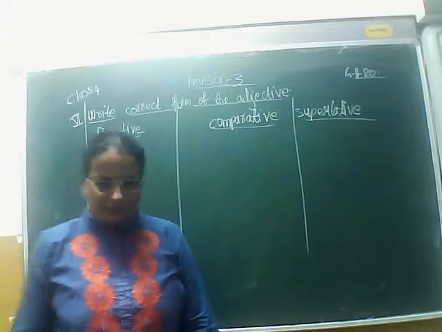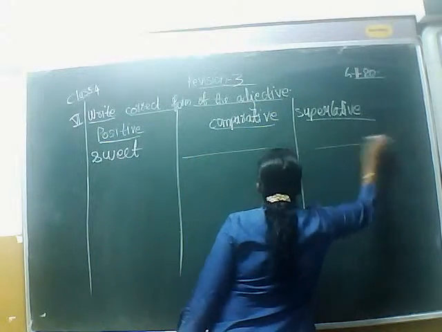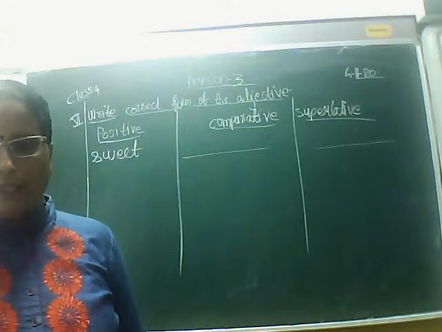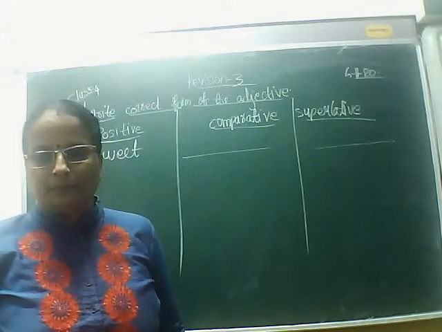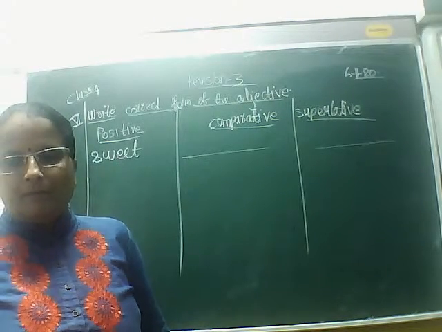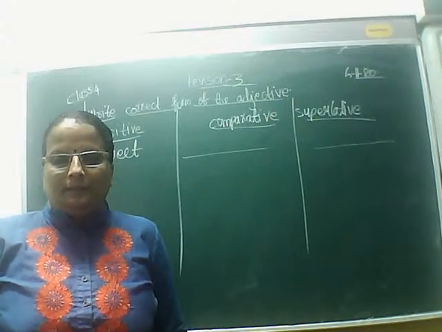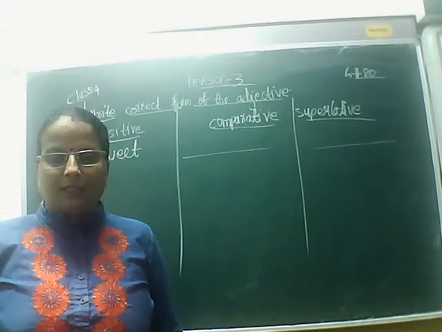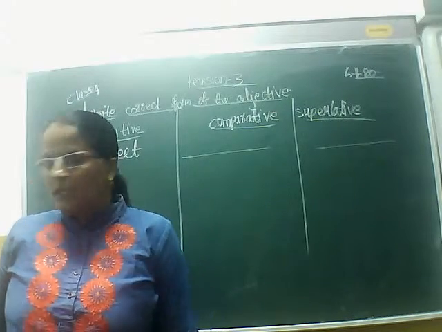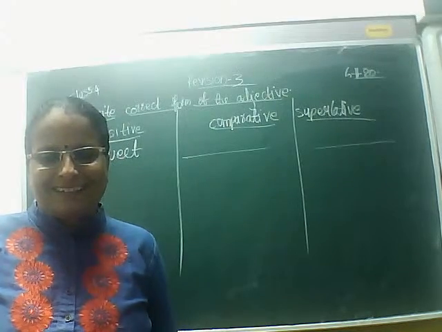So sweet is there, then here blank and here blank. What did you write in these two places? Come on, write down the comparative and superlative degree of the word. Write the answer fast. What I say in the class will be repeated here. Write fast.